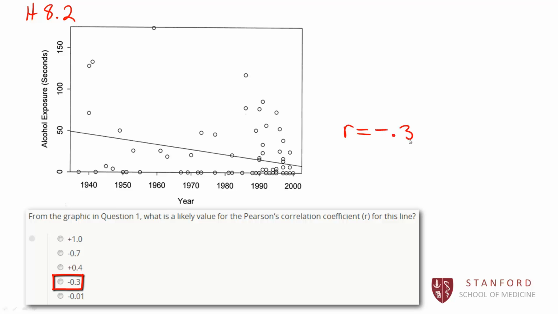It's negative certainly because our line is going down, but negative 0.5 is actually too big here. So negative 0.3 is the correct answer. There is a little bit of correlation, so it's not 0.01 here, but it's very weak, so it's negative 0.3.